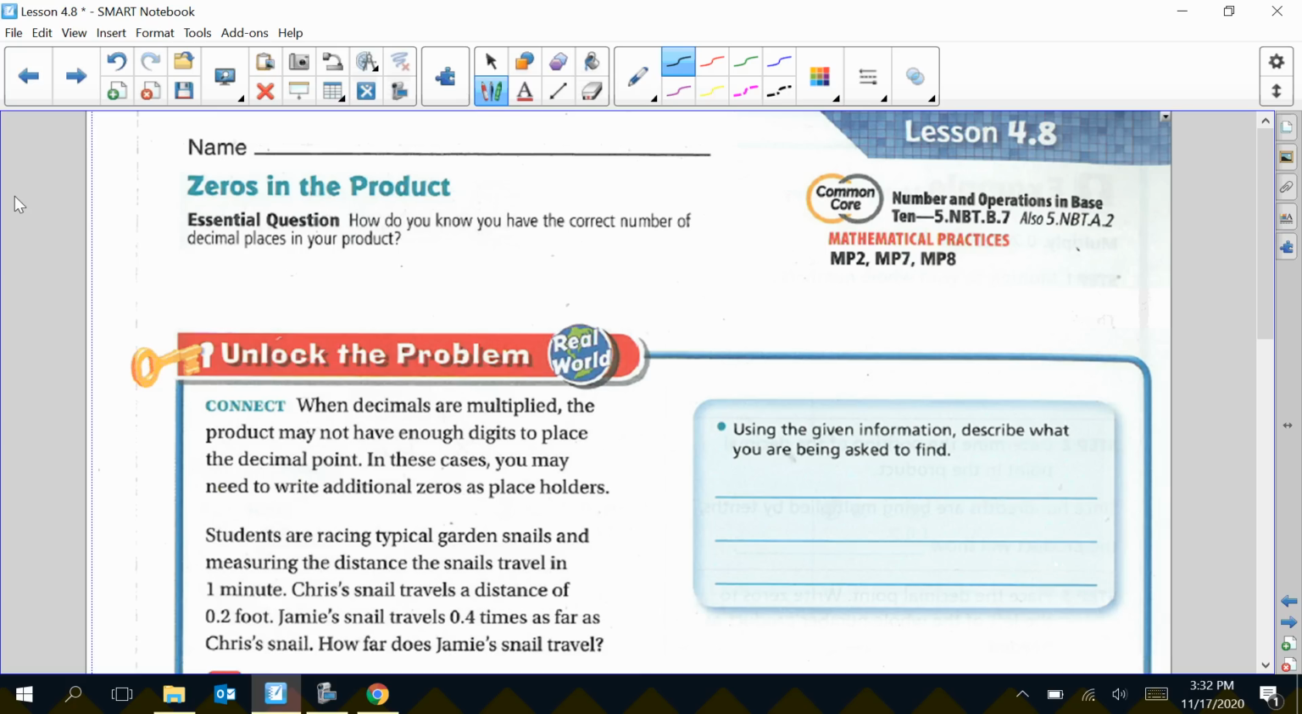Welcome back, students. Today we're going to do lesson 4.8. We're multiplying decimals and we're going to have zeros in the product.